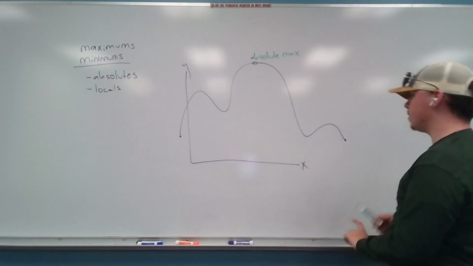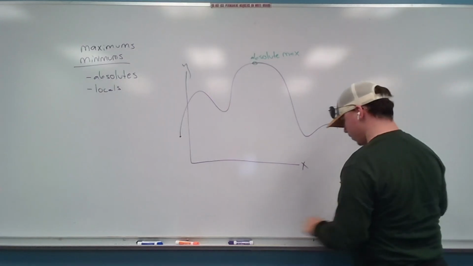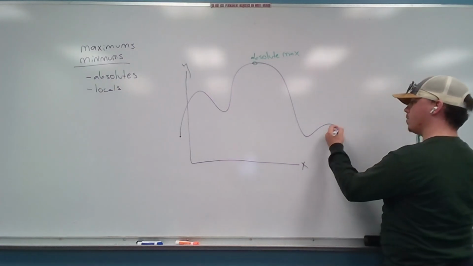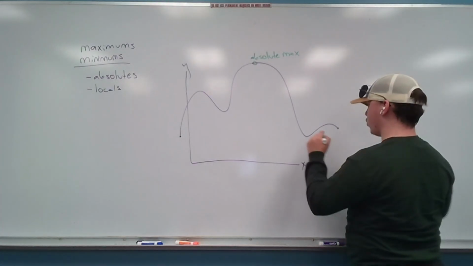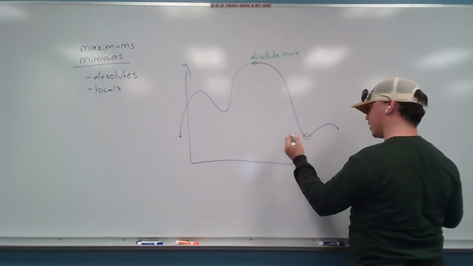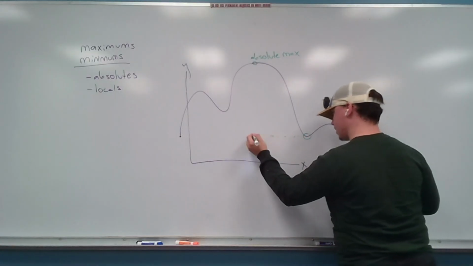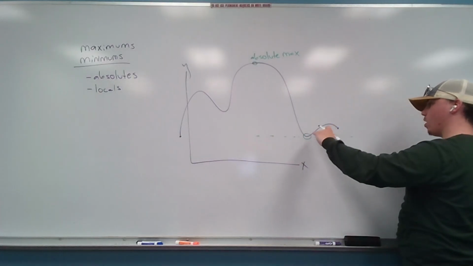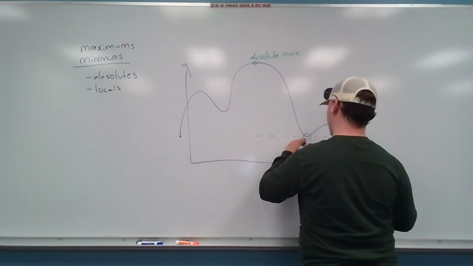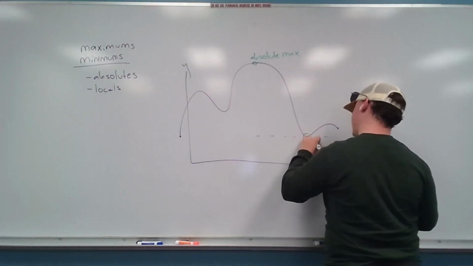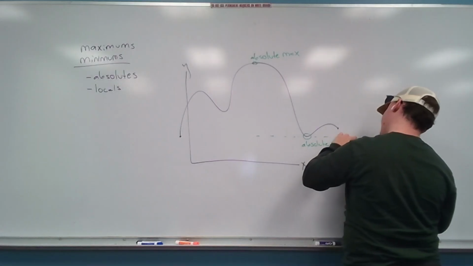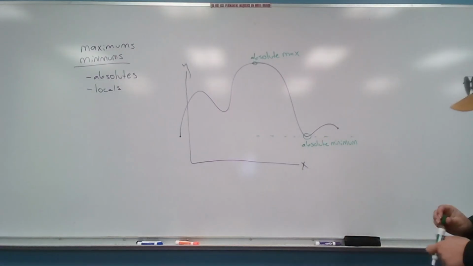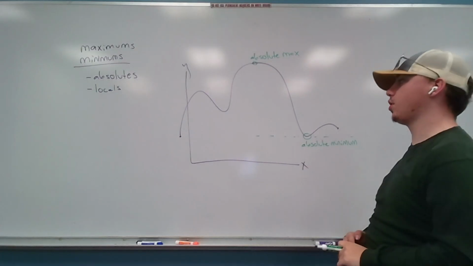And our absolute minimum, let me just be clear, I'll remove that so it's a bit more obvious. Our absolute minimum is going to be right here because this is the lowest point on the graph. I can go to the side and there's no other point on the graph that will go below it. So, absolute minimum. Boom. That's pretty simple. You just have to identify the highest and the lowest point on your graph.